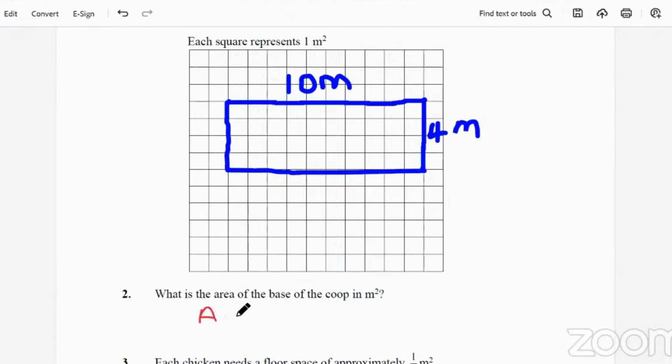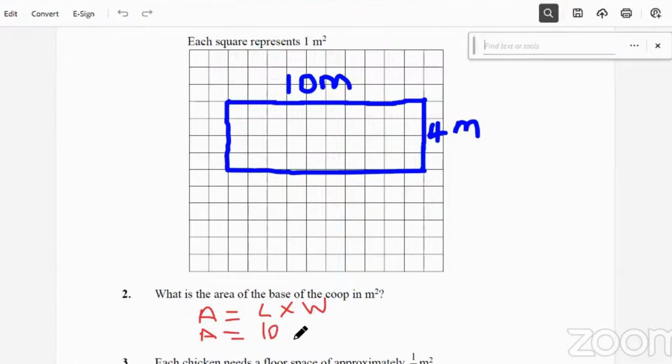So area equals length times width. So the area is equal to 10 meters times 4 meters. All right, so something is going off with my screen here.